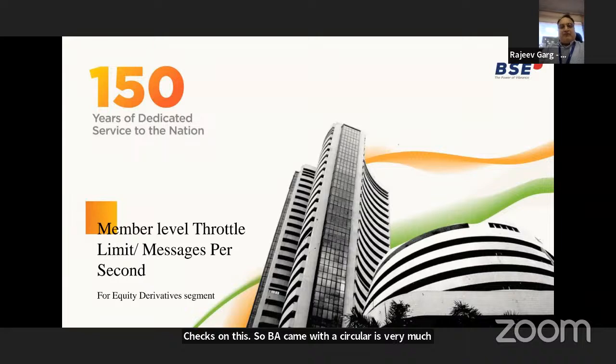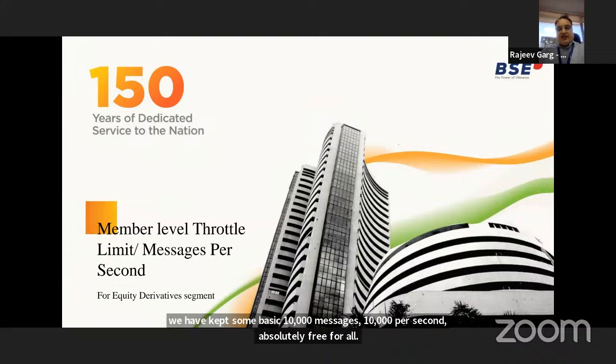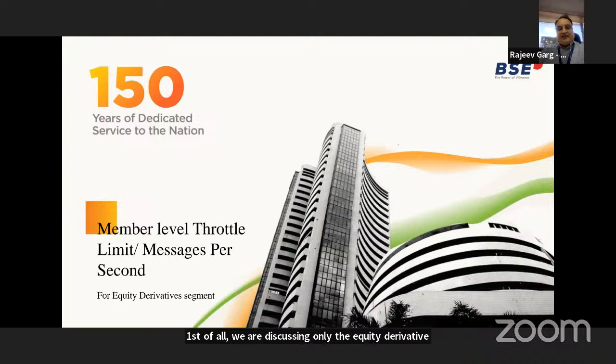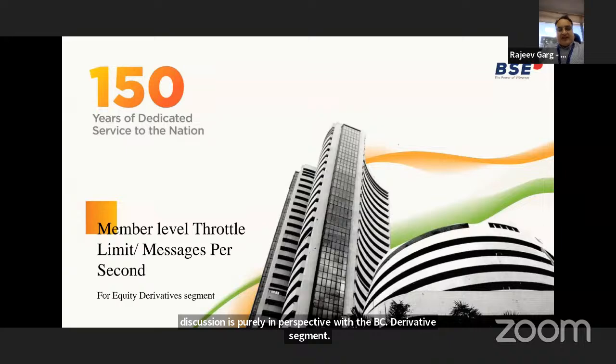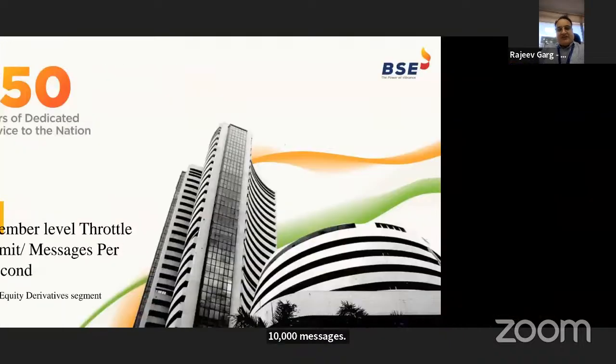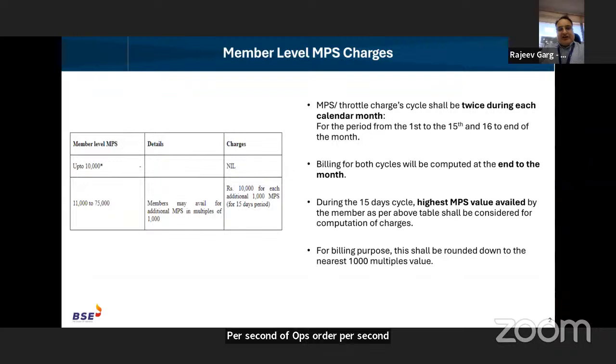So we have kept some basic 10,000 messages, 10,000 orders per second, absolutely free for all. First of all, we are discussing only the equity derivative segment. It has nothing to do with the rest of the segments at BSE. The discussion is purely in the perspective of the BSE equity derivative segment. The 10,000 messages per second, OPS, order per second or message per second value, is kept absolutely free for all kinds of participants, irrespective of whether they are retail, non-retail, colo, non-colo, HFT, LFT, or whatever.